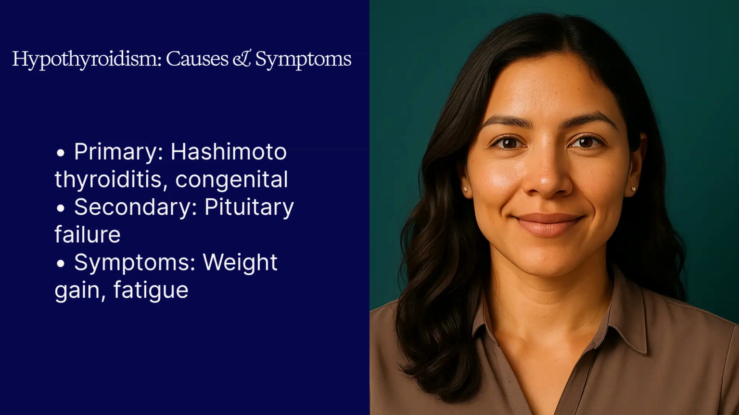Primary: Hashimoto thyroiditis, autoimmune, congenital causes, inflammation, overtreatment of hyperthyroidism, or surgery. Secondary: pituitary or hypothalamic failure. Symptoms: slow metabolism, weight gain, fatigue, cold intolerance, constipation, slow pulse, high cholesterol, and anemia.